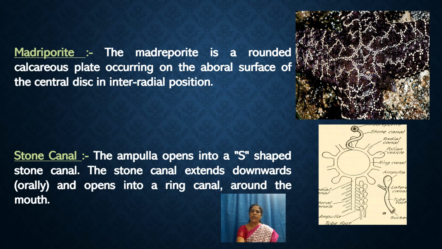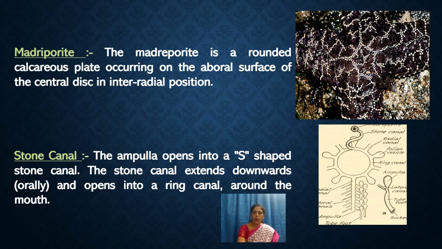Each pore leads into a very short, fine, tubular pore canal which passes inward in the substance of the madreporite. There may be about 200 pores and pore canals. The pore canals unite to form the collecting canals, which open into an ampulla beneath the madreporite.